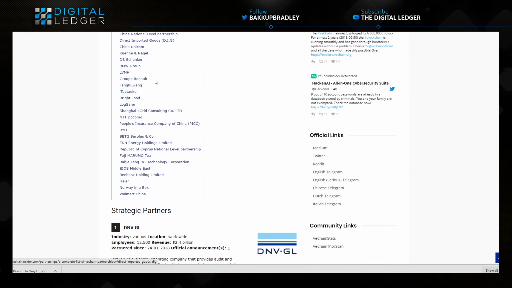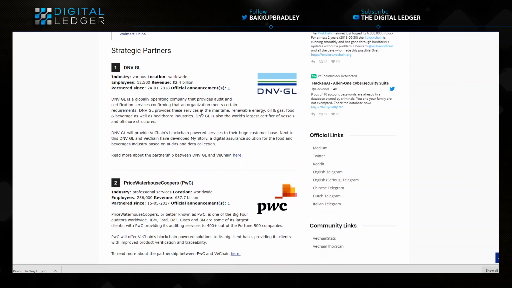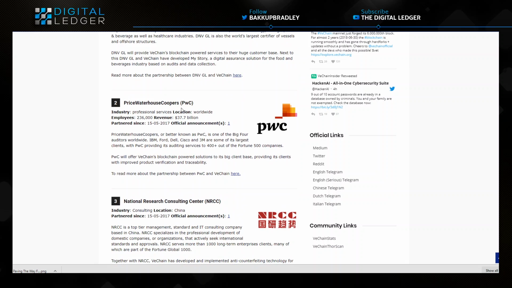This is a list of the partners here that you can see, but let's go down this. DNVGL, employees 12,500, a $2.4 billion company. It is a globally operating company that provides audit and certification services, confirming that an organization meets certain requirements. I'm just going to dust through some of these really quickly. DNV will provide VeChain's blockchain-powered services to their huge customer base. Next to DNV, VeChain has developed My Story, a digital assurance solution for the food and beverage industry based on audits and data collection.